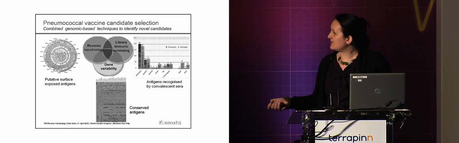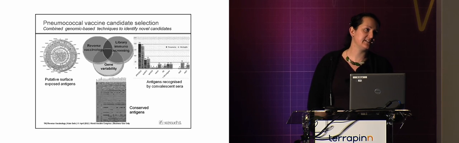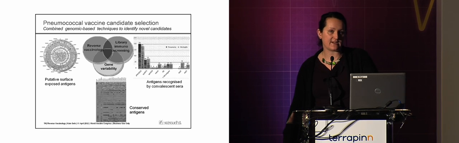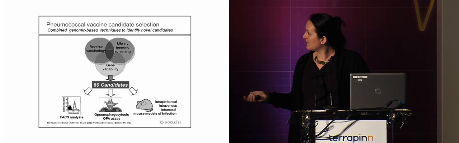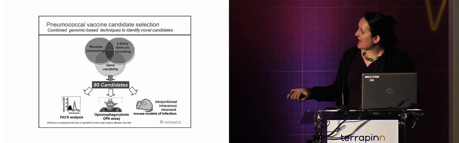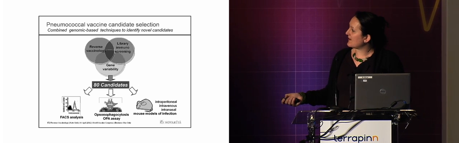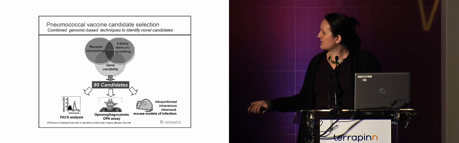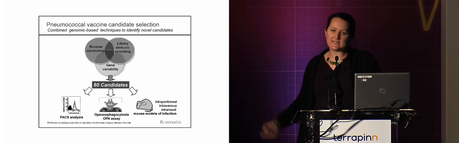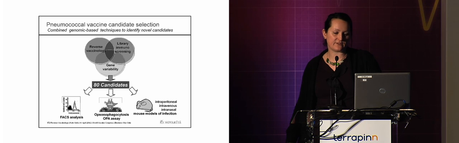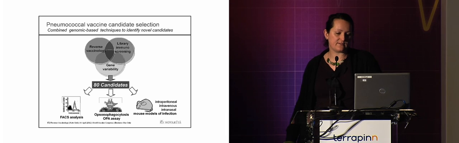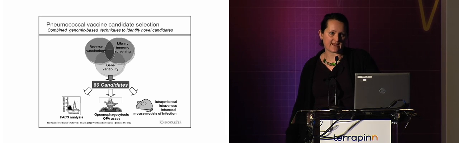So the combined use of these 3 approaches enabled the list of candidates to be refined and optimized before going into in vivo and in vitro screening for protection. So essentially 80 candidates were chosen from these approaches, and sera to these candidates was then tested using FACS analysis to confirm the surface localization of the proteins. The sera was tested for its ability to kill the bacteria in opsonophagocytosis assays, and the candidates were then tested for their ability to induce protection in different mouse models of infection.